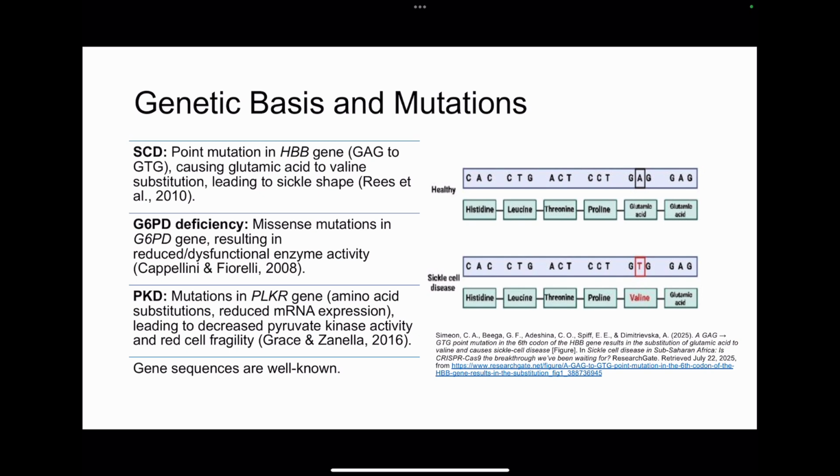Pyruvate kinase deficiency involves mutations in the PKLR gene, including amino acid substitutions and reduced mRNA expression, leading to decreased pyruvate kinase activity and red cell fragility. And so these gene sequences are very well known, and genetic testing is recommended.